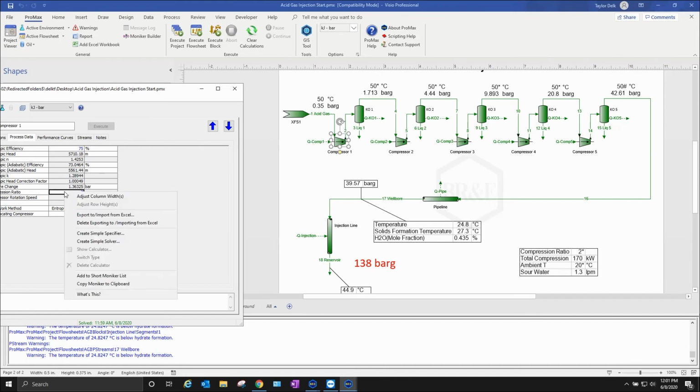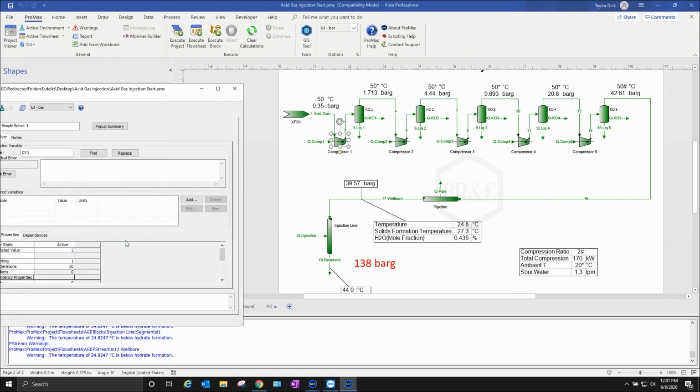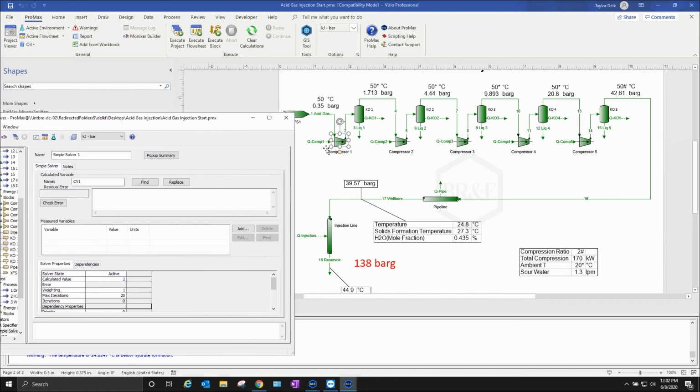So what we're going to do is set up a simple solver. This is ProMax's method of guessing and checking for us. I put that solver on the compression ratio for compressor 1, and compressors 2, 3, 4, and 5 are all going to update to go along with that. I'll call this the compression ratio solver, just so I know what it is later.